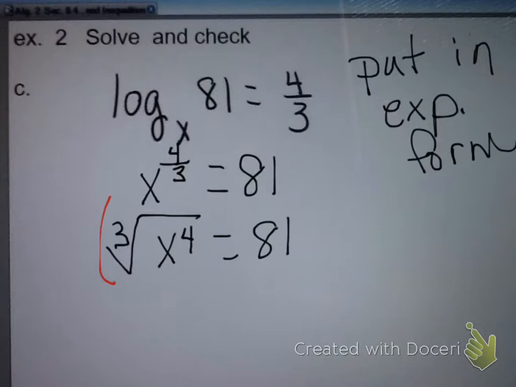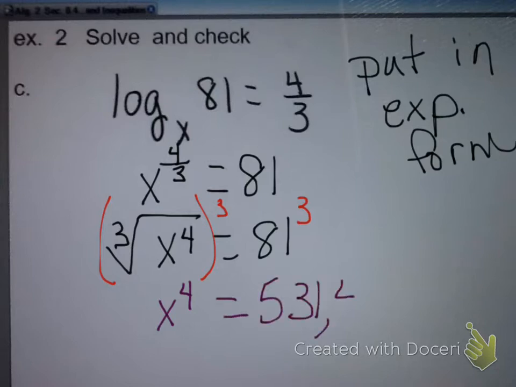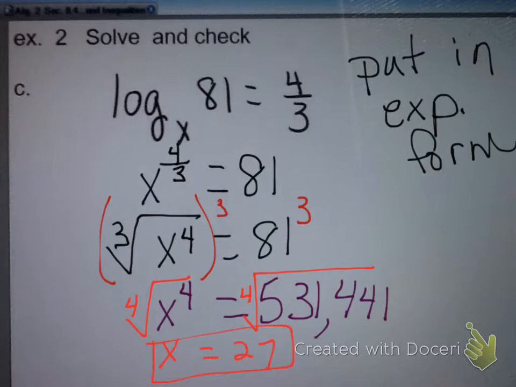Now, there's two things happening to the x. I'm taking the cube root and I'm doing it to the 4th power. I need to get rid of one at a time. What is the opposite of taking the cube root of something? Cubing it. In rule of algebra, if you cube it on one side, you must cube it on the other. So then we get x to the 4th is equal to 531,441. And then we're going to take the 4th root of both sides, plug it in the calculator, and we will get 27.